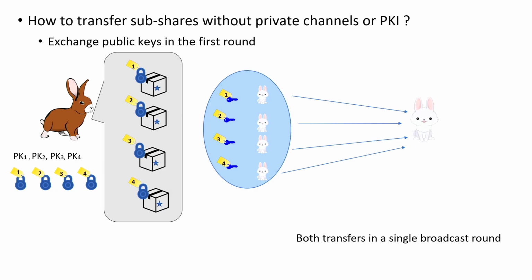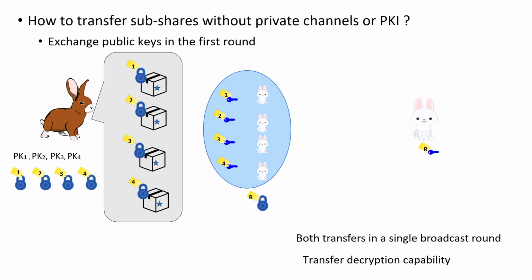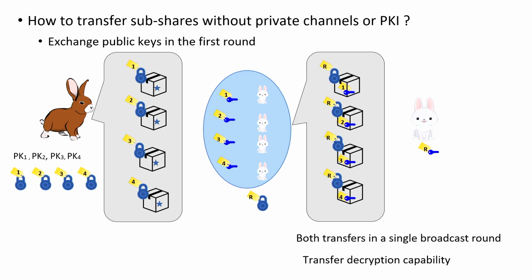Okay, but at this point, the boxes are only transferred to the intermediaries, and we are already at the second round. So how are we making also the second transfer? Well, here comes the second observation, right? Because now the intermediaries have also exchanged in the first round a public key with the receiver. So what they can do is transfer their decryption capability. And how are they going to do that? Well, they are going to encrypt their secret key using the public key of the receiver. And they broadcast that in the second round.